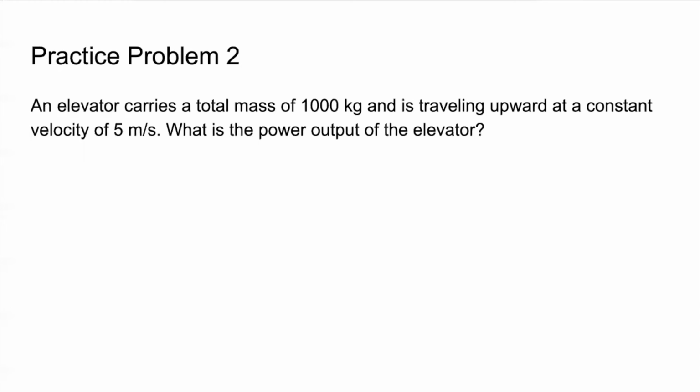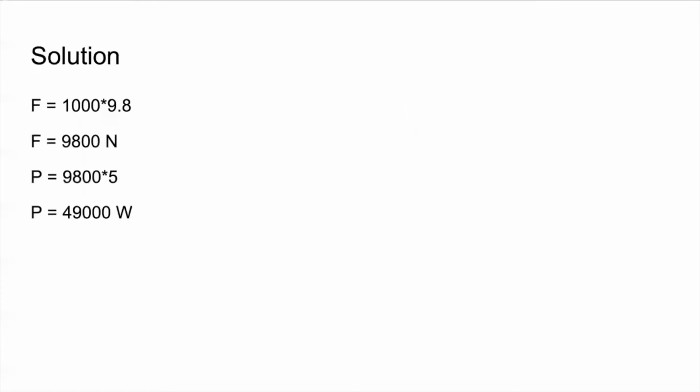Here's the second practice problem. The solution will come in 3, 2, 1. So we use the second formula for power, and be careful because the force is not 1,000. The formula for the force of gravity is m times g, so we also have to multiply it by 9.8, and then we can use the formula for power, so force times average velocity, and we get that power is equal to 49,000 watts.